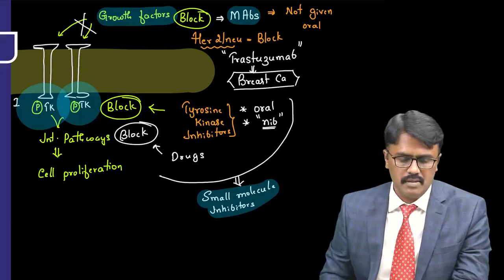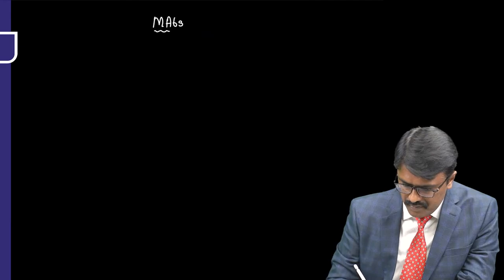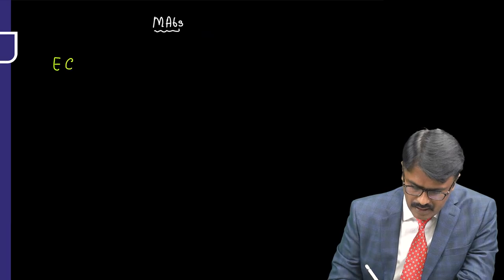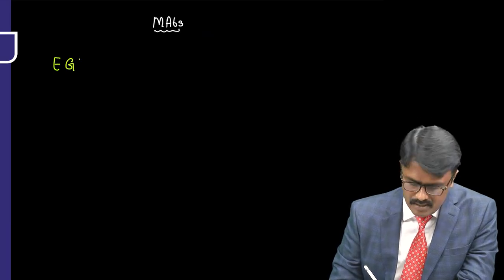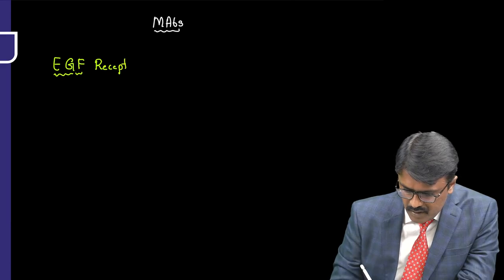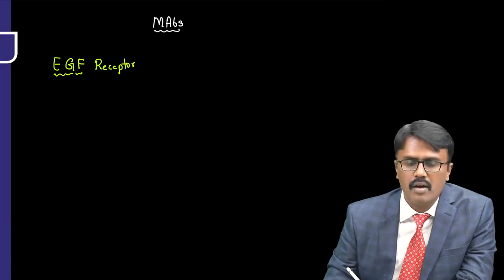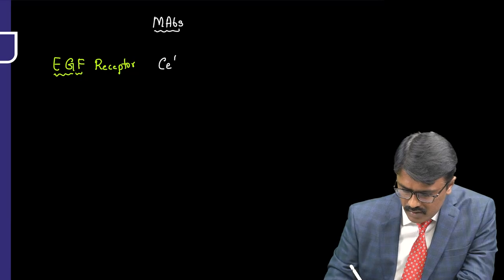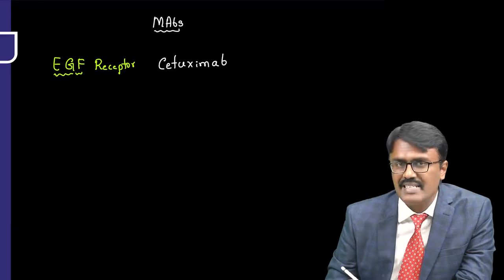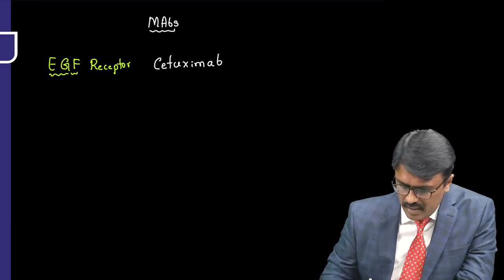Let us start with monoclonal antibodies, MABs. In the MAB, first we'll write the target, epidermal growth factor receptor. EGF stands for epidermal growth factor receptor. Now, who will block this? The blocker of this is called cetuximab. It is called cetuximab. And where to use it?